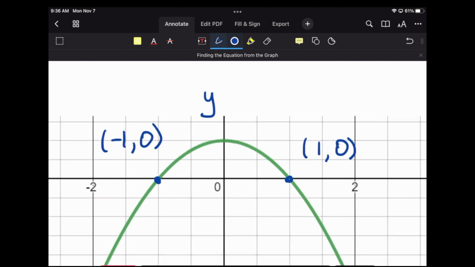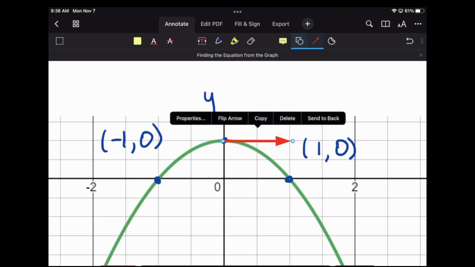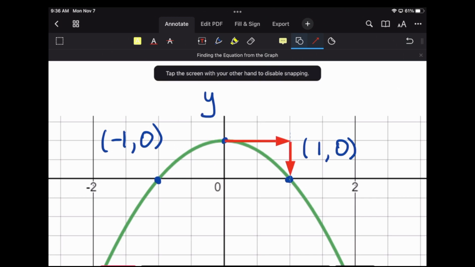So we're going to start with our vertex. Remember, we're not going over one square or one box or one grid line. We're going over one unit. So 0 to 1 is here. So I'm going to have to go over 2 squares. So starting at the vertex, we're going over 1. And notice this time, instead of going up, we are going down. That should tell us something about our a value, and we'll talk about that in a moment.